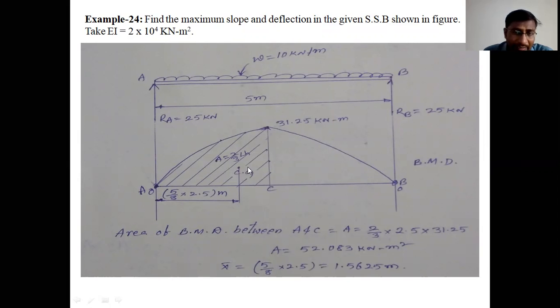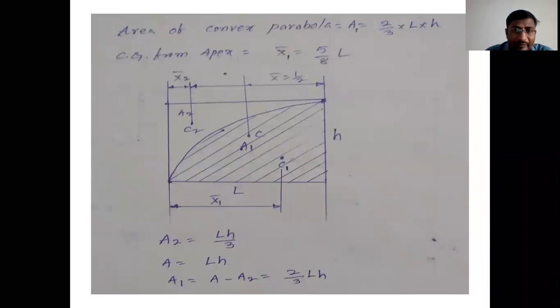Then how to locate the center of gravity of this area from the apex point? How to locate the area apex? How to locate the center of gravity? I will give an example for this. So this is the example for that. If you want to locate the point C1, the center of gravity, you should consider the total area and subtract this area. If you subtract this area, then we can get the center of gravity for this area.